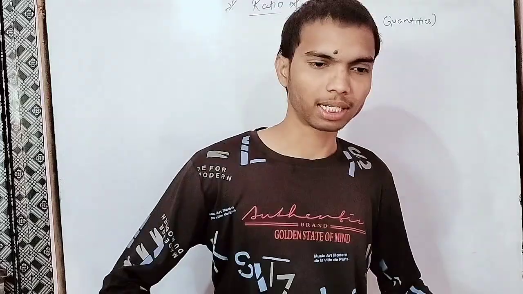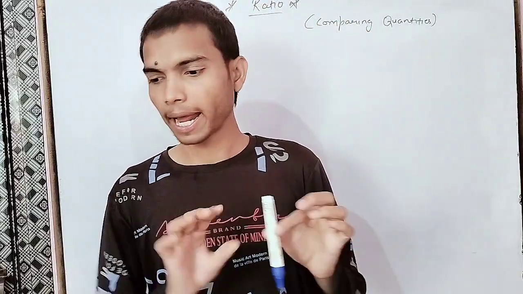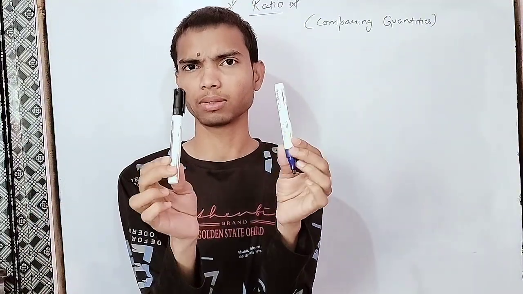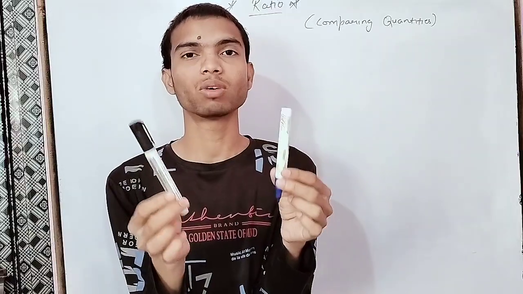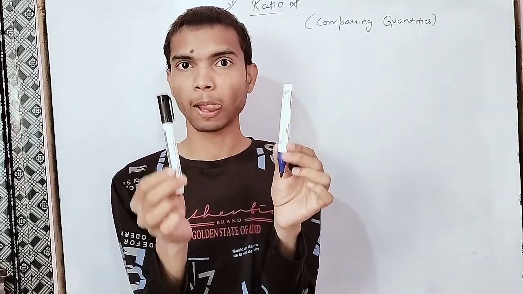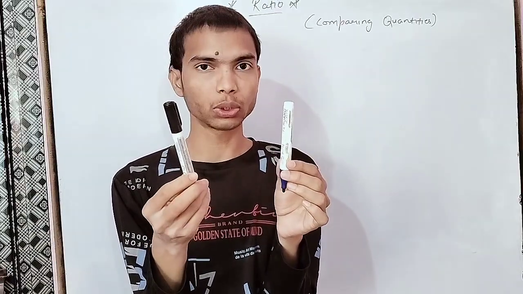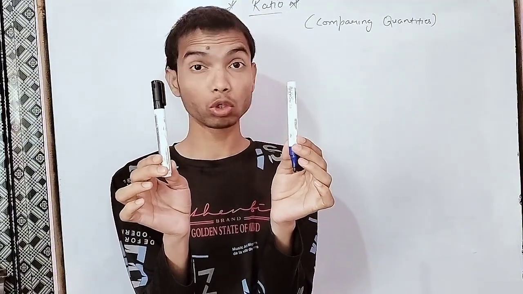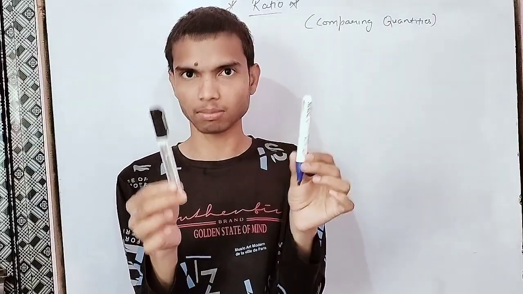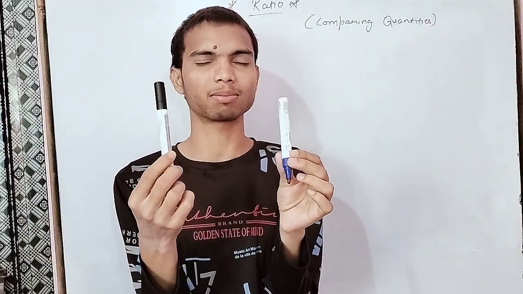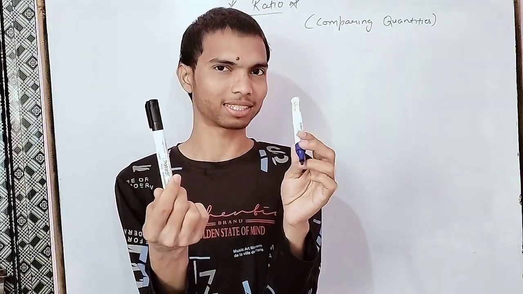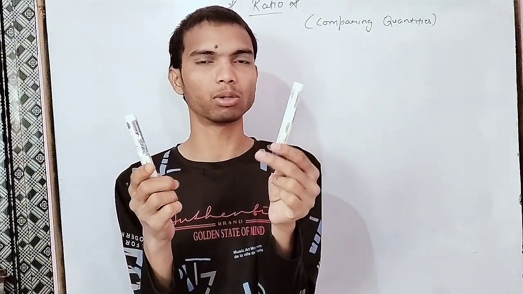Let's take an example. This is one, and this is one. Now, what's the difference between these two? There are two quantities, and I am explaining what the meaning of a ratio is. I asked you what's the difference between these two things. Most of you would say that this is a marker as well as this is a marker. The difference is that this is blue and this is black. Yeah, you are correct.